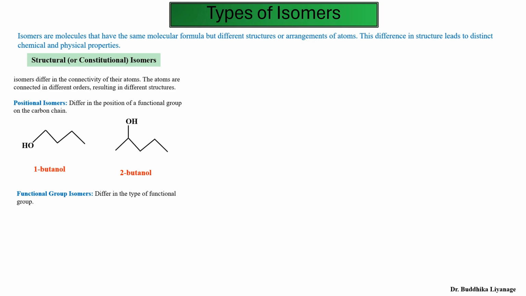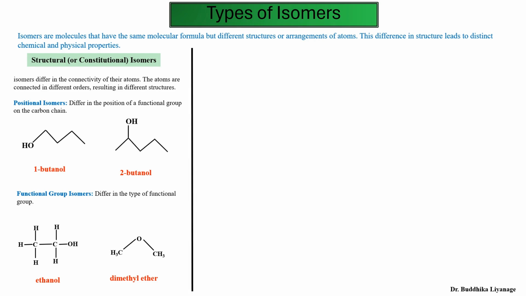Functional group isomers differ in the type of functional groups. For example, ethanol and dimethyl ether. In both structures, the molecular formula is the same, however the functional group is different. In ethanol, OH is the functional group, the alcohol group, and in dimethyl ether, the functional group is the COC group.